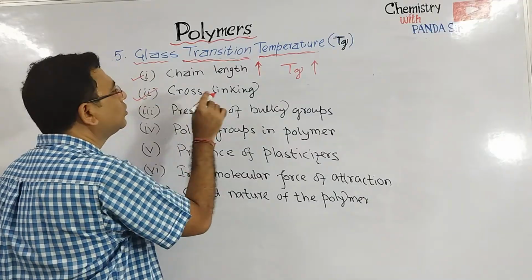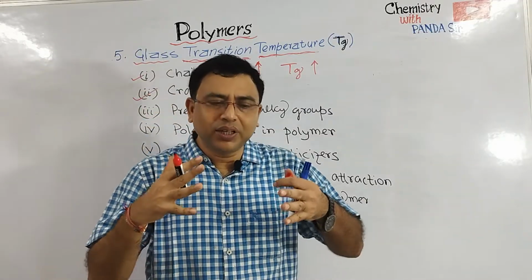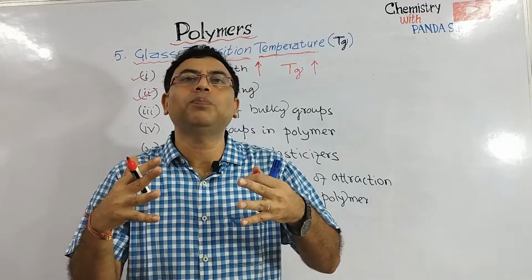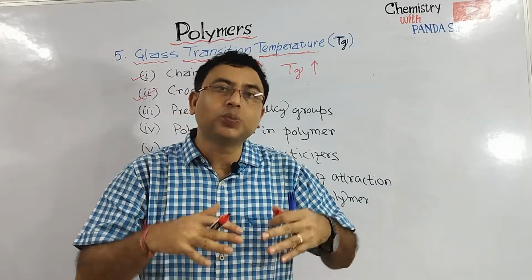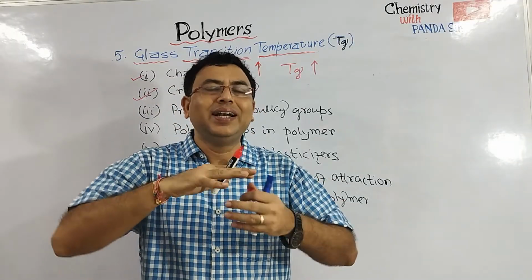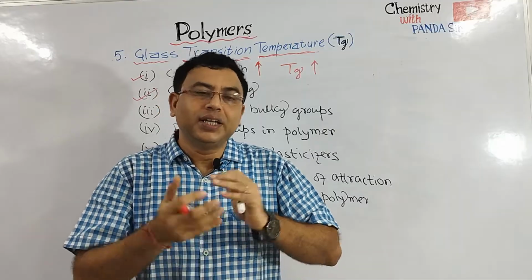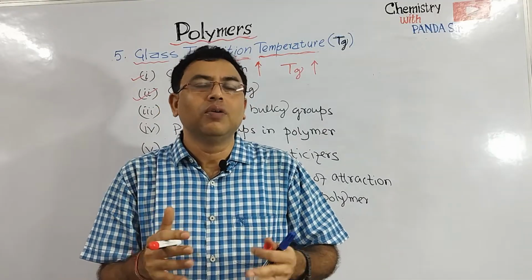Second one, cross-linking. We understand if there is cross-linking between the polymer chains, it means the polymer chains are entangled with each other. It means they need more energy for the movement.